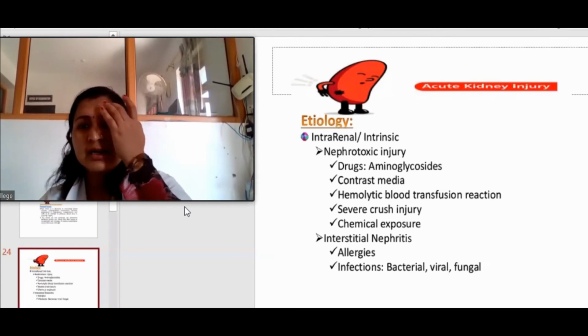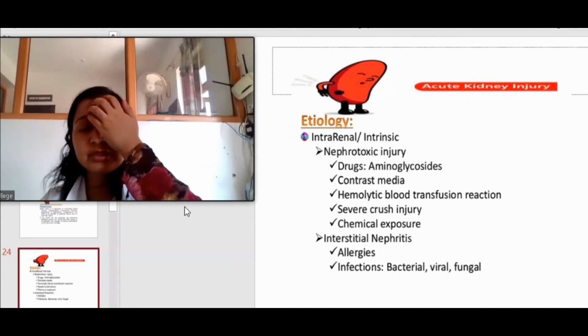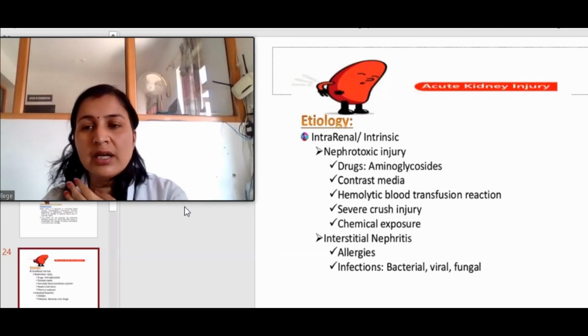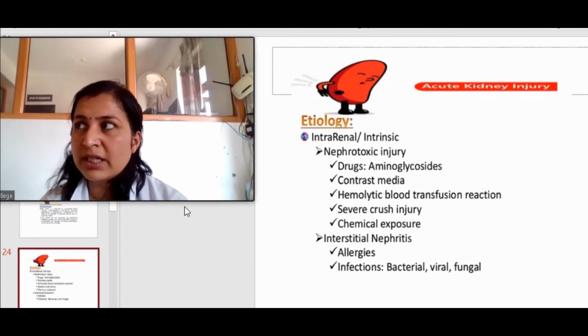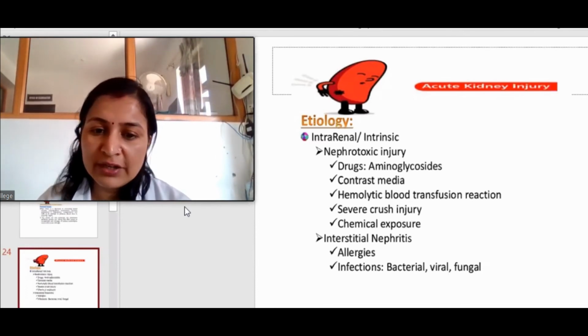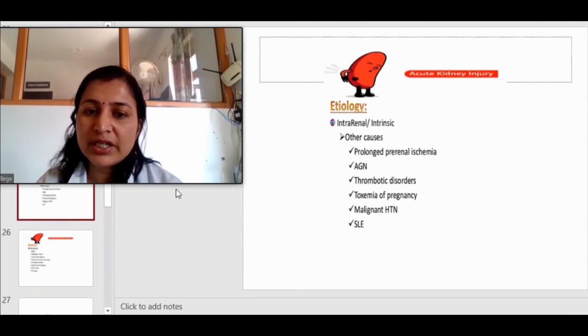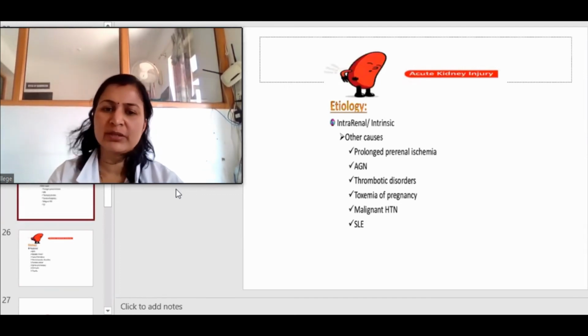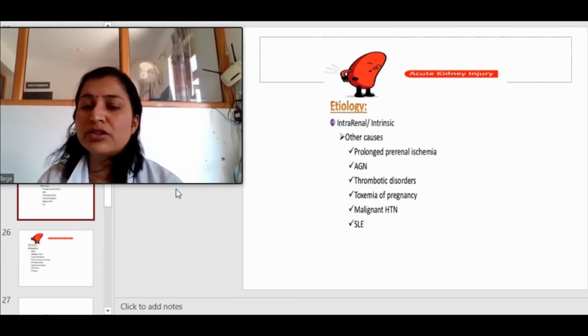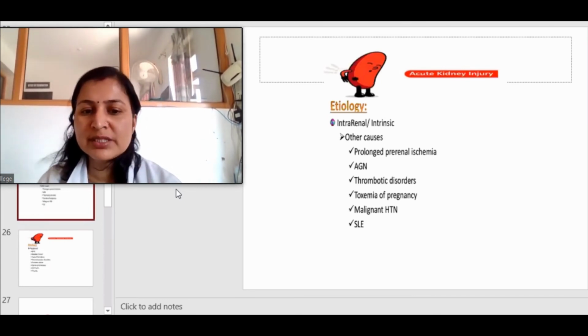It didn't come to me for follow up, but till I was attending the case, it was in bad shape. So even allergies can cause nephrotoxicity, renal failure, and can even threaten our lives. Okay. Other intrarenal causes can be acute glomerulonephritis, prolonged prerenal ischemia, don't forget thromboembolism in the context of ischemic injury, even pregnancy, the toxemia of pregnancy, malignant hypertension, systemic lupus erythematosus, but there are so many causes.